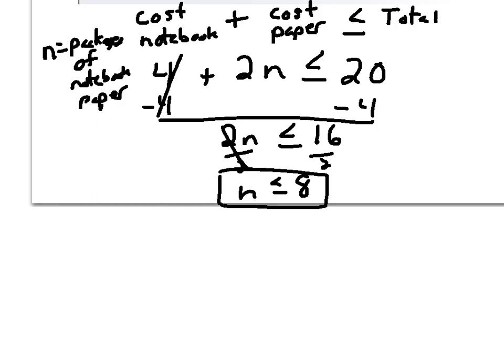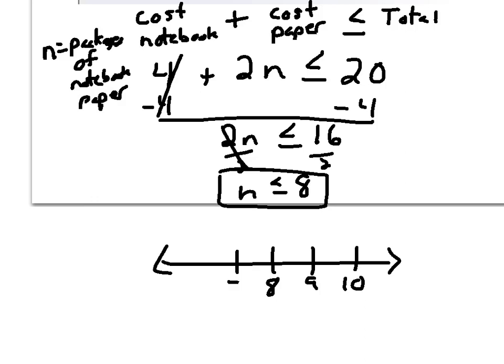So we know he could buy 8 packages or less, so I'm going to make a number line. I'm going to put my number 8 in the middle, put a couple numbers on both sides, and figure out which way to shade this thing. Well, first of all, I need a closed dot because this is an or equal to. That means he could buy 8 packages of paper. If he did that, he would spend exactly $20.